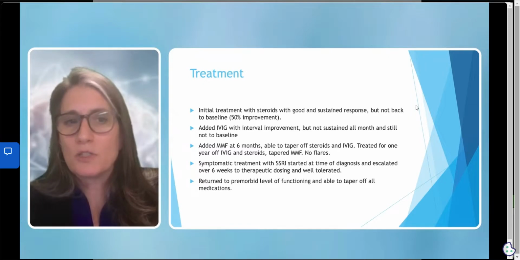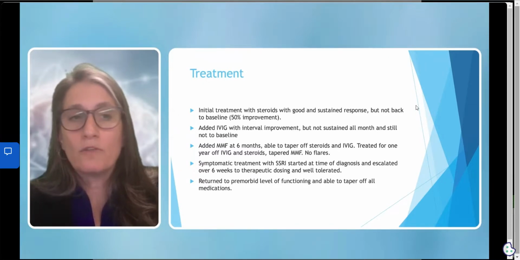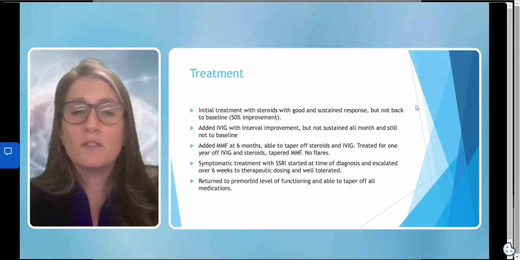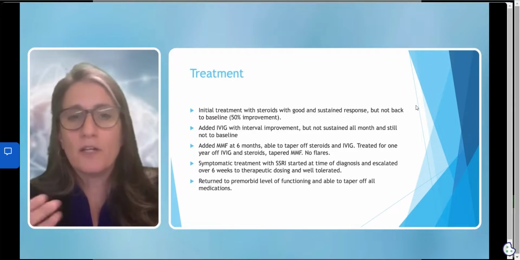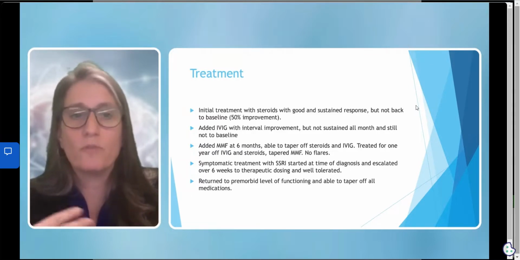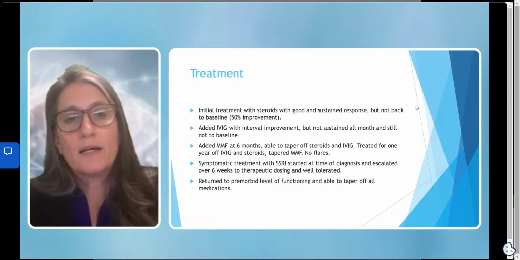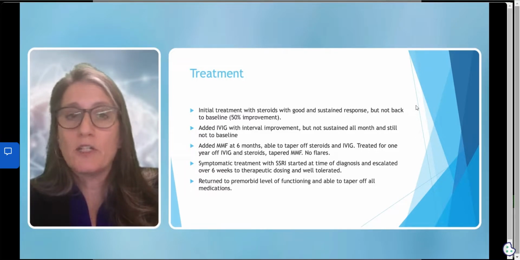So he was started on mycophenolate at about 6 months. We initially added it to the steroids and the IVIG, looking for sustained improvement. With the addition of the MMF, he was able to taper off steroids and IVIG. He was treated for about a year with MMF after coming off of IVIG and steroids with no flares, and was then able to taper off.